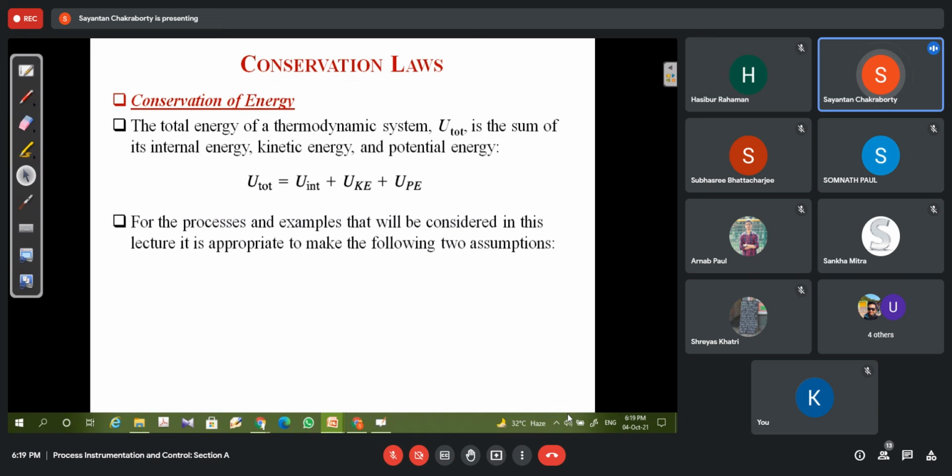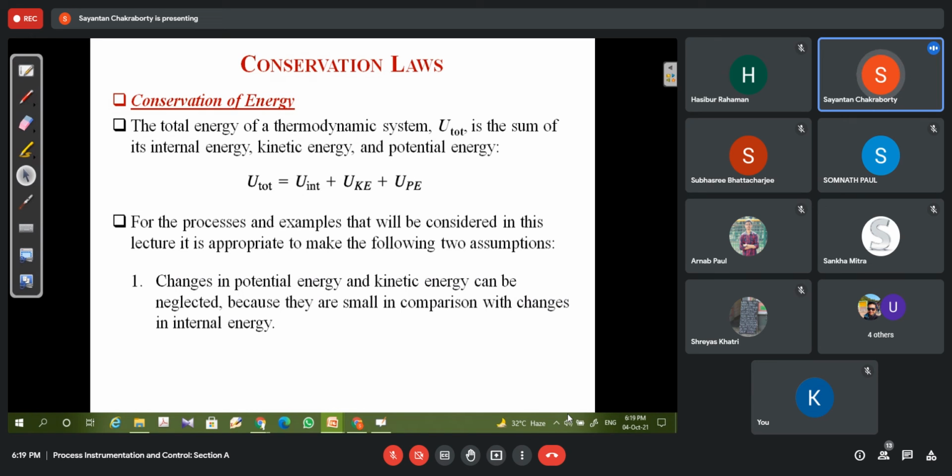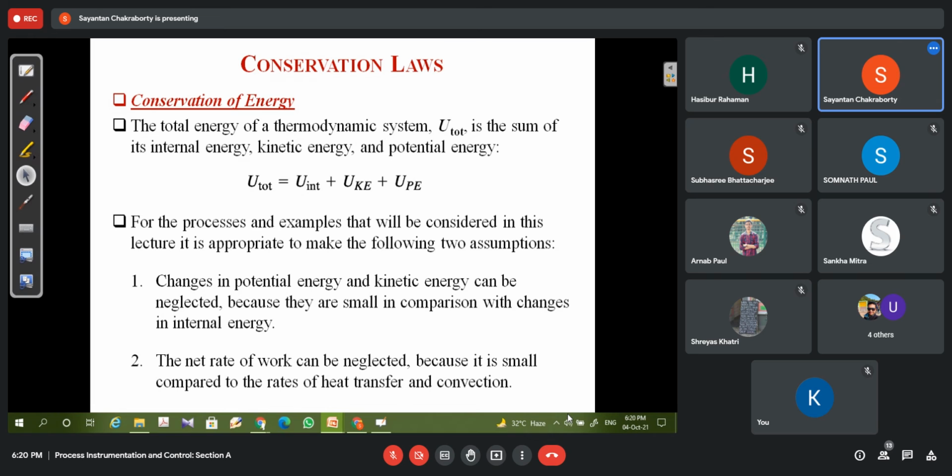Now for the process and example that we will be considering, it is easy to make these two assumptions: that the change in potential and kinetic energy can be neglected as compared to the changes in internal energy, because those changes will be very, very small. Because our intention is to find out the change in the internal energy. So we'll concentrate on internal energy only for the time being. Next, the net rate of work can be neglected because it is small compared to the rate of heat transfer and convection. We'll come to the situation, then you can understand this. So just remember that the net rate of work, for the time being, we shall neglect.